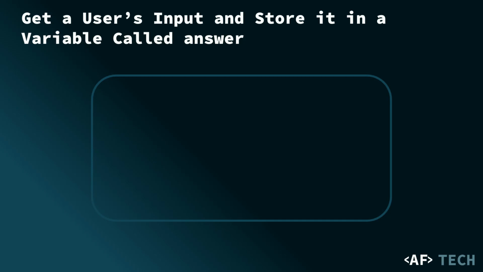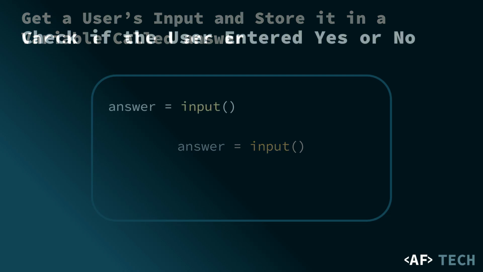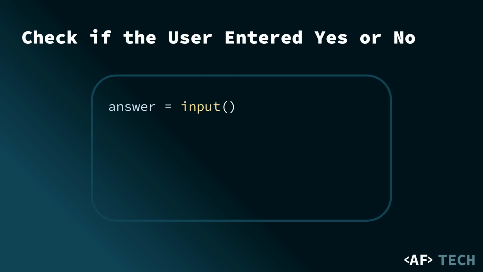Get a user's input and store it in a variable called answer. Here we'll just do answer is equal to the returned value of the input function. Check if the user entered yes or no with this input statement.